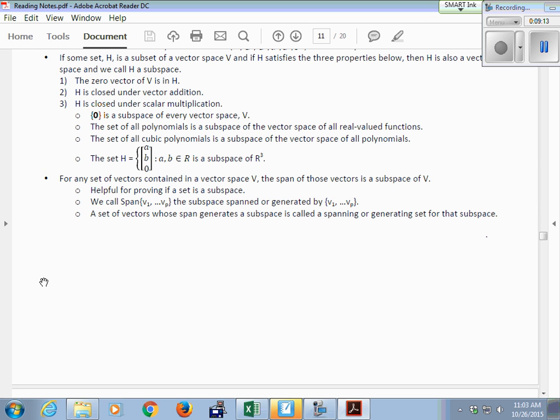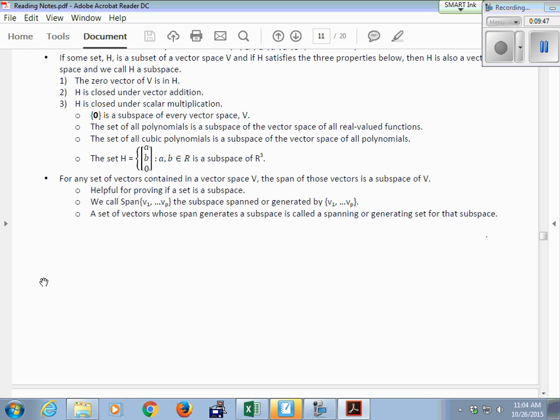Okay. So it only has to satisfy these 3 properties: the zero vector has to be in H, and it has to be closed under addition and scalar multiplication. So just the zero vector as its own set is a subspace of every vector space because every vector space has to contain the zero vector. The zero would be a subset of a known vector space. It's closed under addition and closed under scalar multiplication. So it's always a subspace.